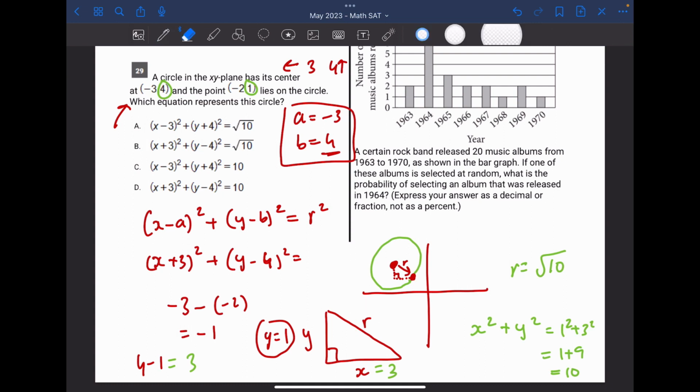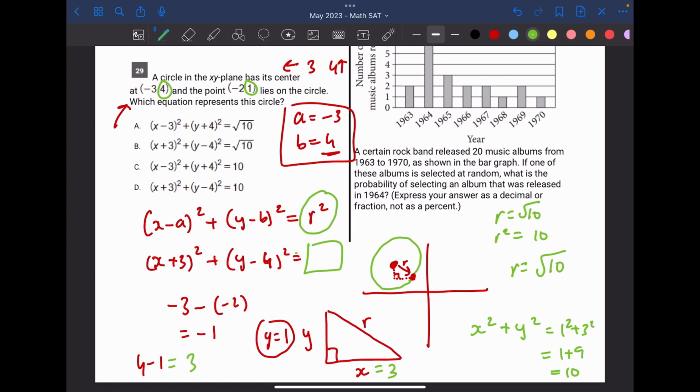After that, there's one more thing to do. We have r² here, so you'd actually square it back to plug it into here. If r is equal to the square root of 10, r² is going to be equal to 10. That means you put 10 over here, and we have our answer. So this is our final answer.